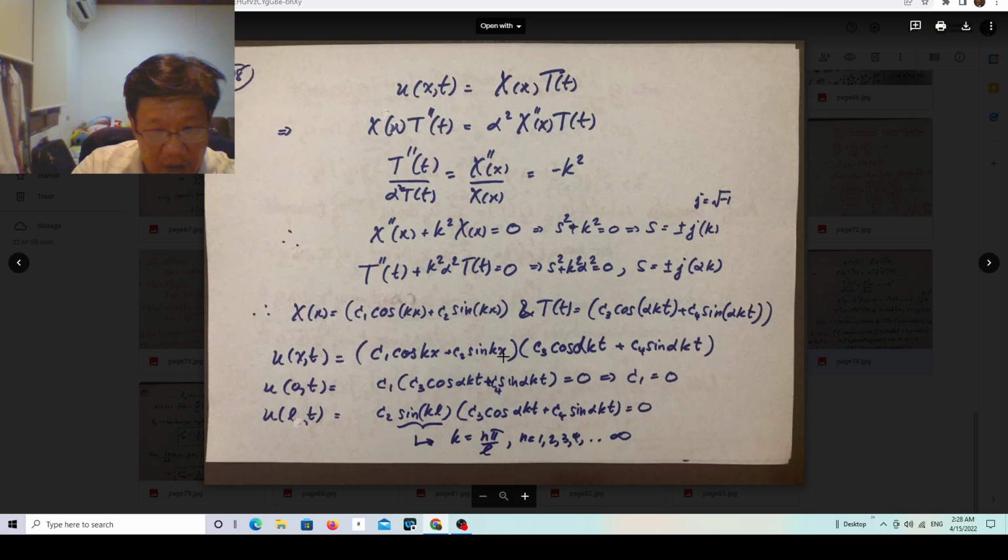Substitute x by 0. You can't control for all t, so you have to control the remaining term here, which results in c sub 1 needing to be equal to 0. And certainly at x equal to L, to make this 0, you get a new parameter k that you assume here. k must be equal to n times pi divided by L, and then n starts from 1 to infinity.